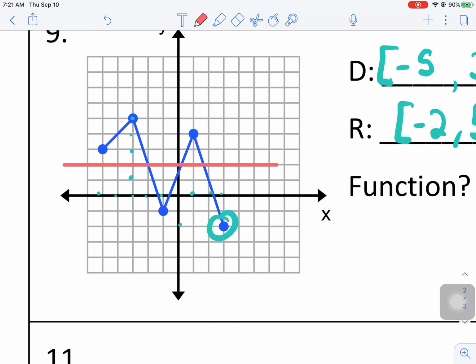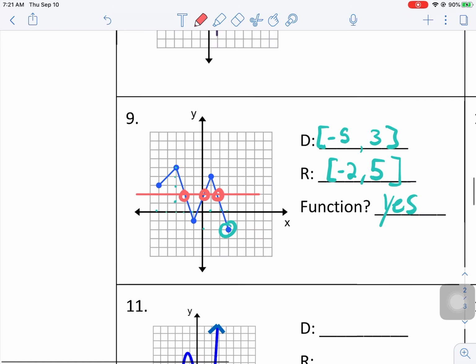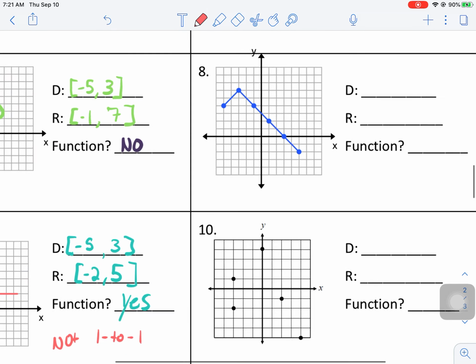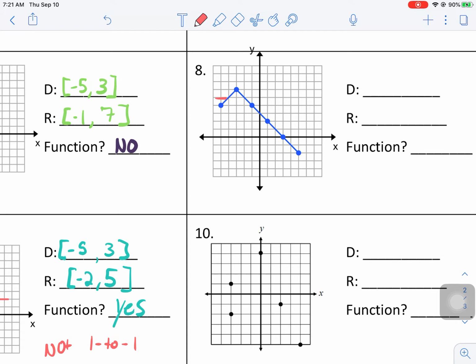Because if you can draw a horizontal line, that means y values are getting repeated. So because y values are getting repeated, this is not one-to-one. Okay? Same idea in this last question. You might not have gotten this part, but look, if you draw a horizontal line right through here, you get y values that repeat, so then you would say it's not one-to-one.